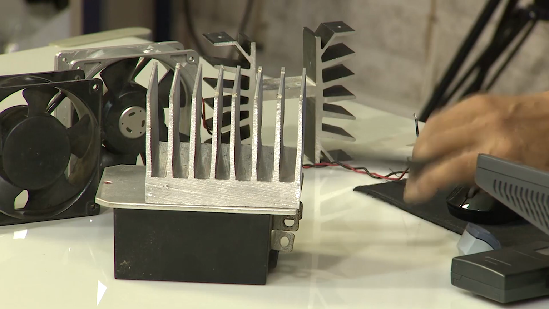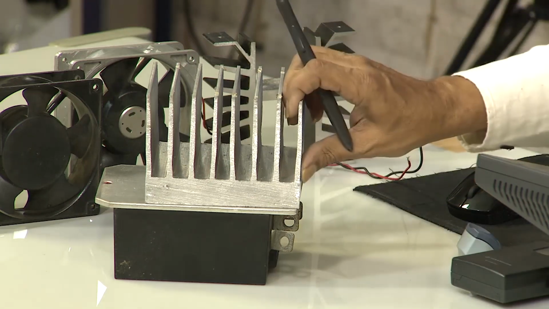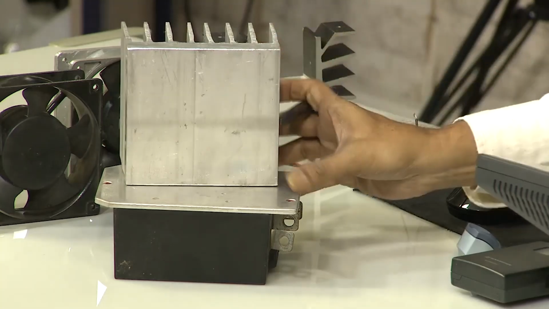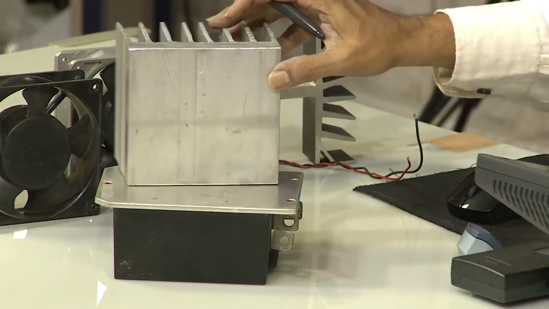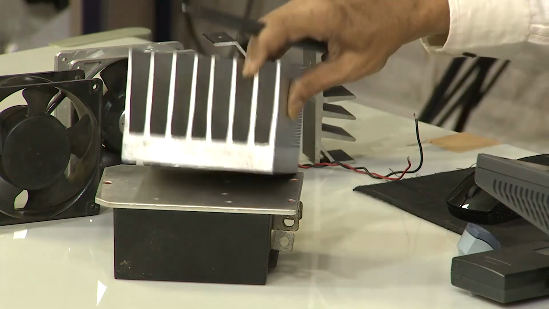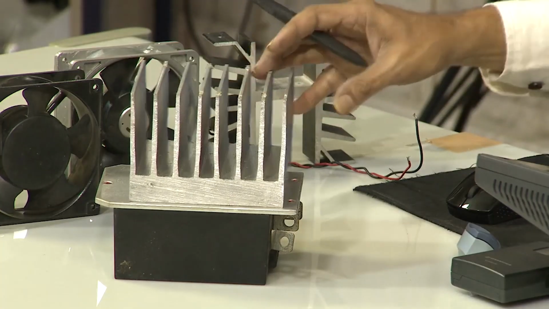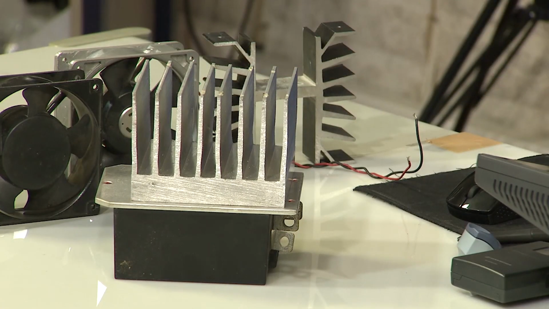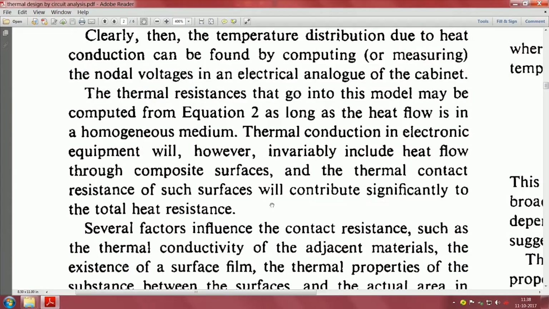Tighten it and hope things fall into place, because in spite of my best understanding of the situation, you have seen this nicely, it is rotating here. So, that shows they are not in perfect contact. Same thing here, this is slightly better. So, I try to apply some heat sink compound and try to apply as much pressure as possible. This is exactly what Jensen was talking about. Contact resistance of such surfaces will contribute significantly to the total heat resistance.